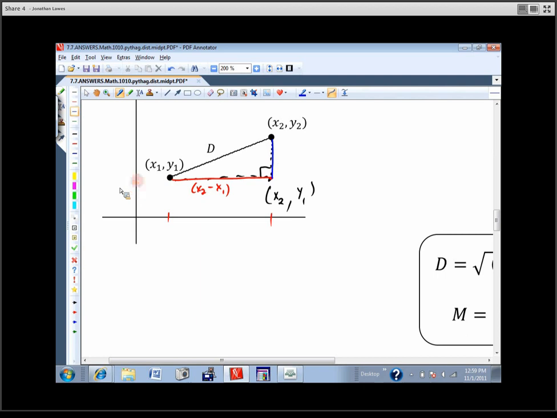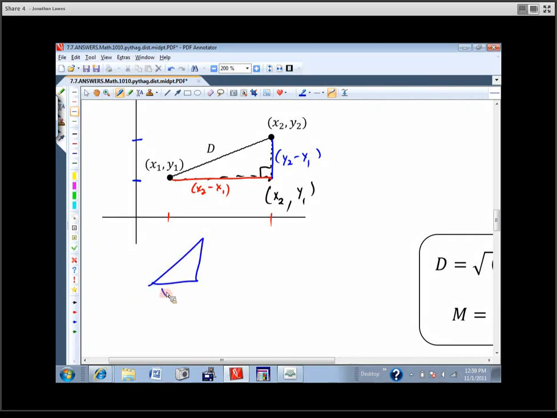Okay? And then we want to know how long this side is right here. Well, it goes from here on the y-axis to right here on the y-axis. So if I said this was 7 and this was 4, how far is it between those? 3. And you do that by subtracting the 4 from the 7. So how could I represent this distance right here?